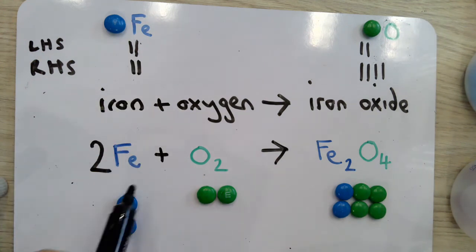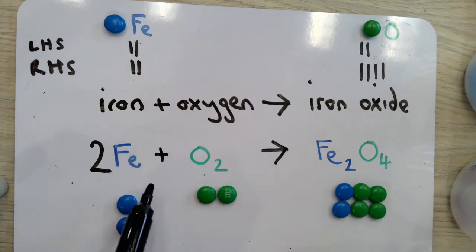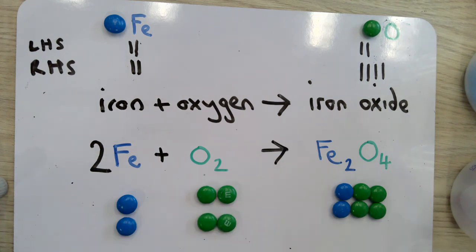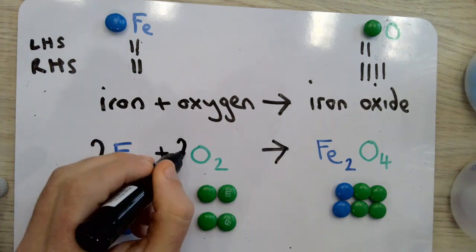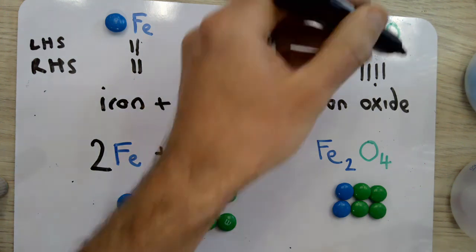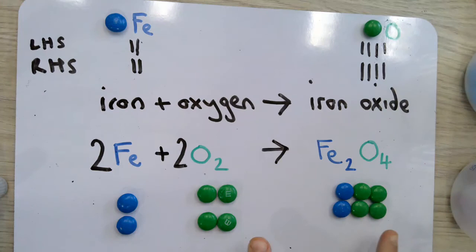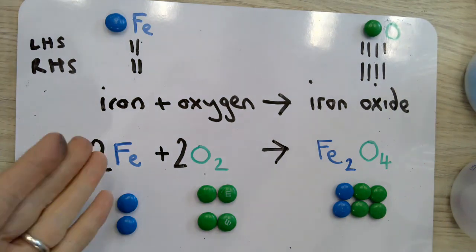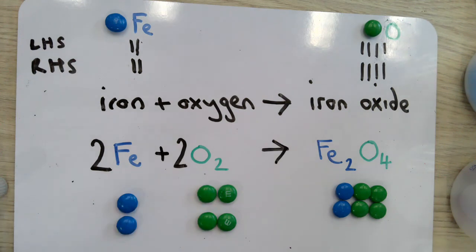However, changing the number of irons on this side does nothing to change the number of oxygens on this side. We should see the solution here. All we have to do is put another molecule of oxygen in. Check my numbers again. 1, 2, 3, 4. 1, 2, 3, 4, and then we're balanced. That's how you balance the equation of iron plus oxygen equal to iron oxide.